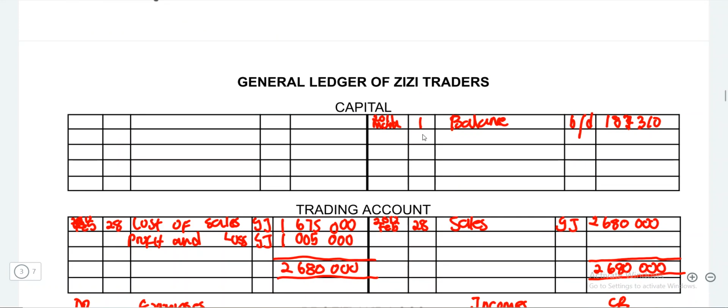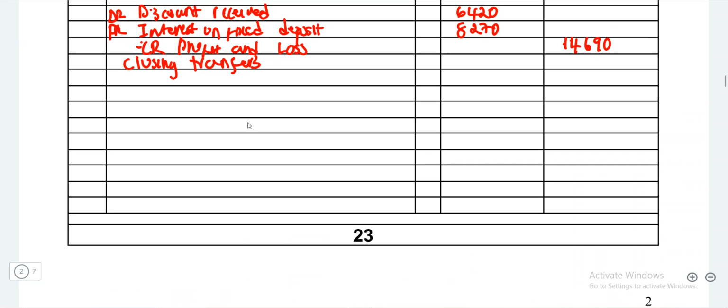So we're going to come this side and say on 2012 February the 28th, we are going to have profit and loss, and then in the general journal we are going to write it after this. So that 458,030 will come here. Now we need to take this information and transfer it to our general journal.